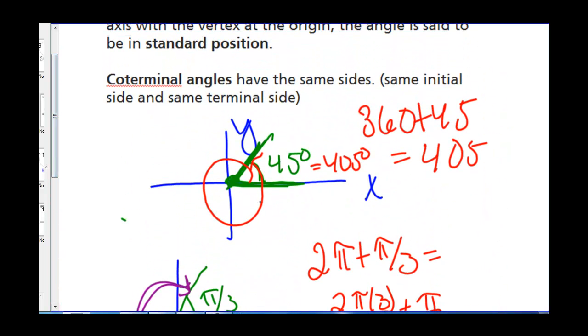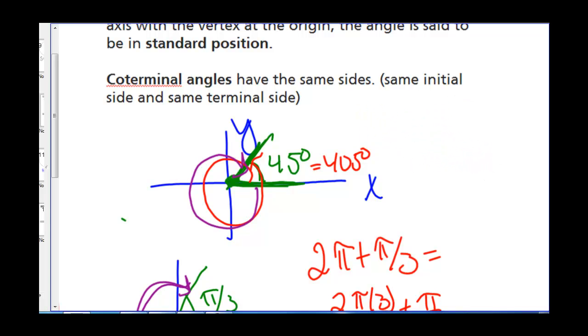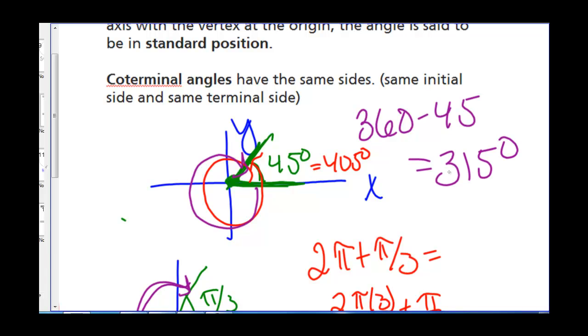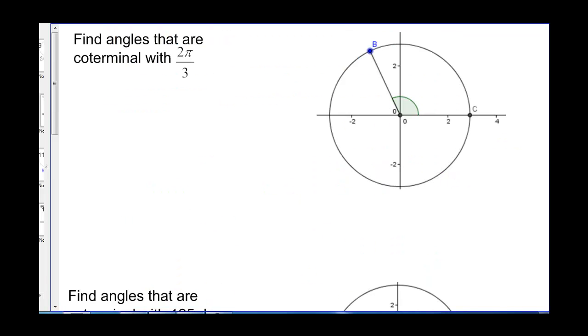And similarly, up here, we can go around counterclockwise, or we can go around clockwise. So going around clockwise, the only chunk missing is 45 degrees. A whole circle is 360, so if we subtract 45, we get 315 degrees, and we need the negative because we're going clockwise. So let's find angles that are coterminal with 2 pi over 3.